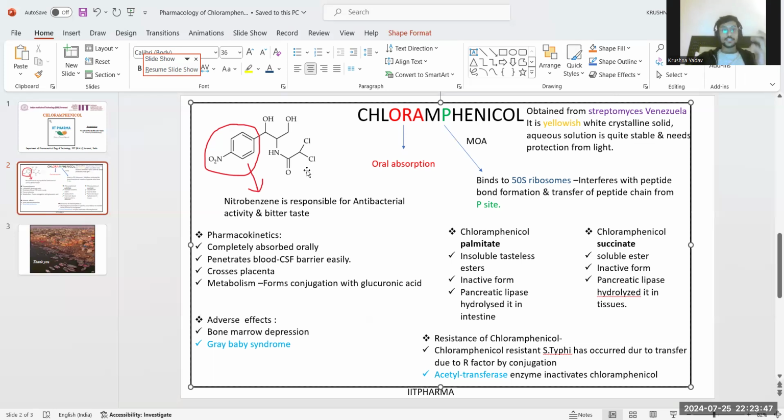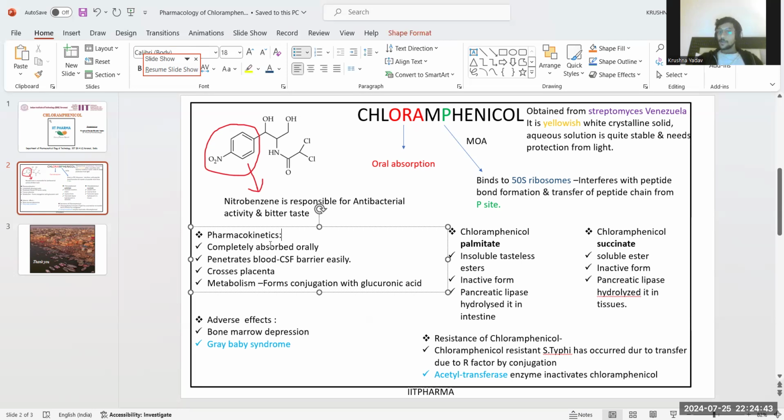After that, when we go to the chemistry portion, this is the basic ring, the basic structure of chloramphenicol. What is the structure that plays the key role in showing the mechanism of action of that antibacterial? In this structure, this nitrobenzene group is responsible for antibacterial activity and its bitter taste. So from the chemistry point of view, an examiner can ask which is the basic moiety present in chloramphenicol that is responsible for antibacterial action. You have to remember that nitrobenzene is the moiety responsible for antibacterial action.